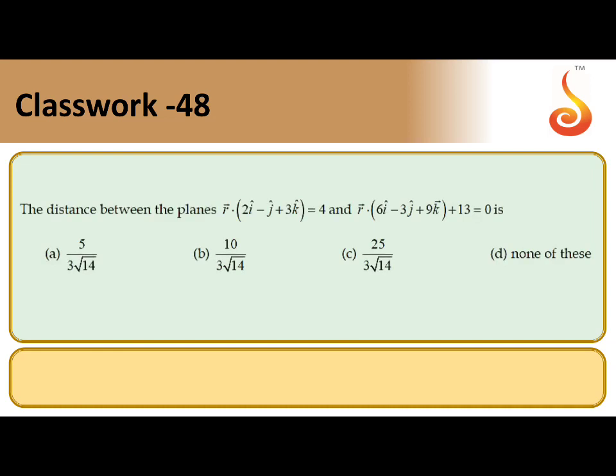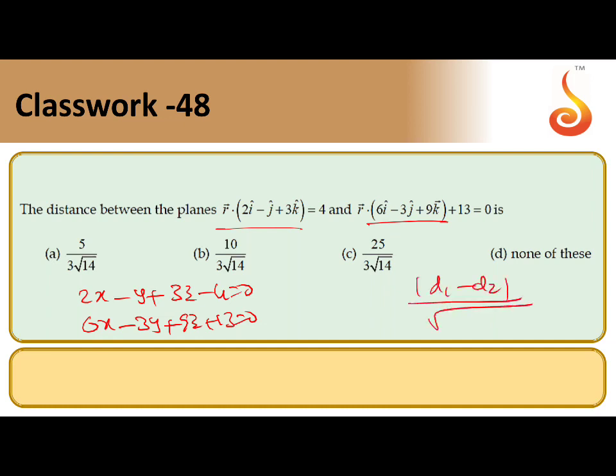So next 48. The distance between the two planes. The first plane, second plane. Bring in the Cartesian form: 2x minus y plus 3z minus 4 equal 0. Second plane: 6x minus 3y plus 9z plus 13 equal 0. These two are parallel planes, because 2 by 6, 1 by 3, 3 by 9 are all 1 by 3. To find the distance between parallel planes, what is the formula? Modulus d1 minus d2 by root over a square plus b square plus c square. When you use this formula, make sure that they have equal multiples.